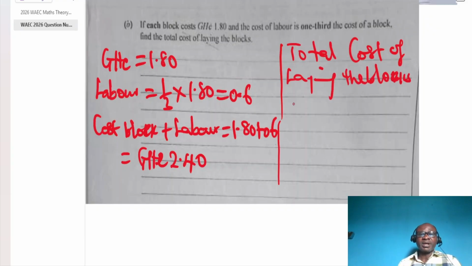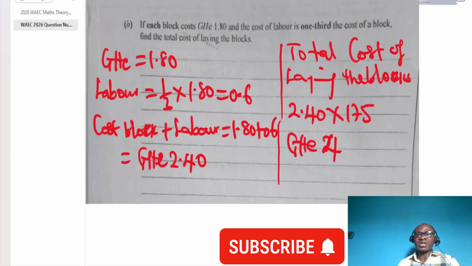will now be, for a block, 2.40. The number of blocks we are laying for the rectangular lawn is 175. Therefore, we simply multiply 2.40 by 175, which is the number of blocks, and that gives us the required answer, which is 420 Ghana cedis.